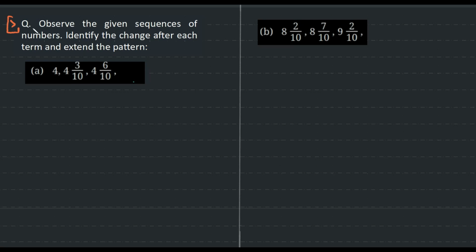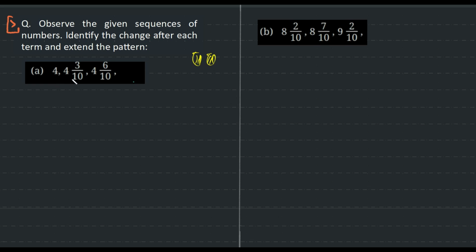Observe the given sequence of numbers, identify the change after each term and extend the pattern. Okay, so this is to do with your patterns from your 6th grade. You have to understand what is changing and you have to write, I think, 2 more numbers or 3 more numbers. Pause and write. At least come up with what is going on.